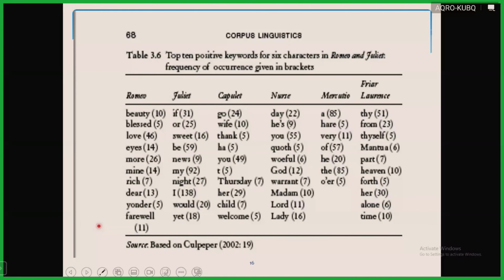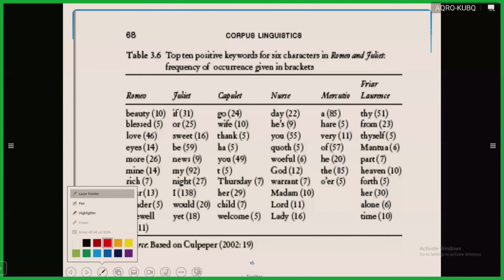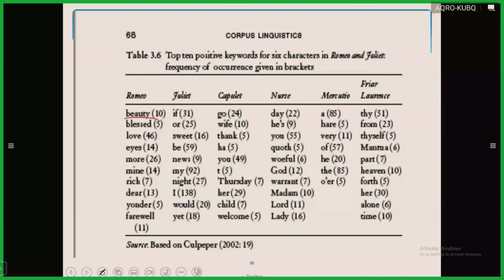For example, if we look at the words used by Romeo, you can see here the word beauty. He used the word beauty, he used the word blessed, he used the word love, he used the word mine. So it looks like he is more romantic. He has a great sense of aesthetics. Eyes, maybe eyes are more important for him. So that's why he has used the word eye.